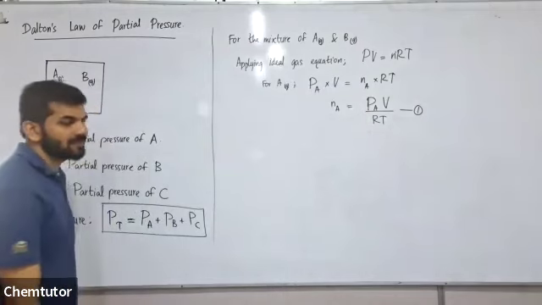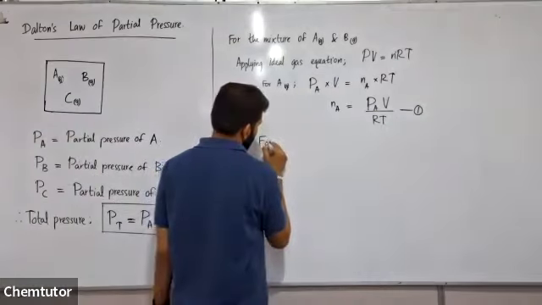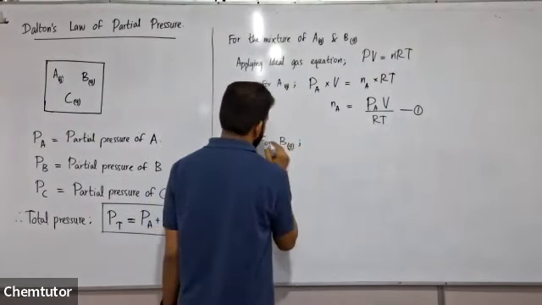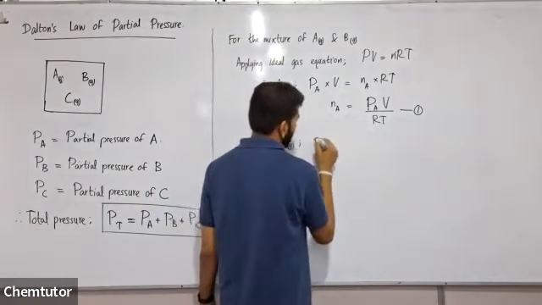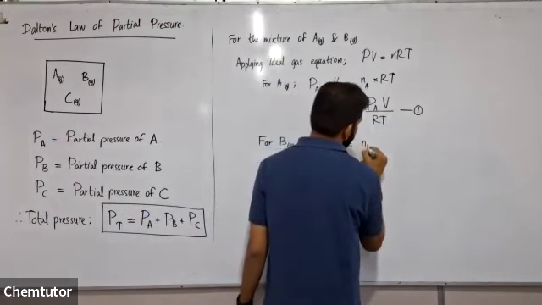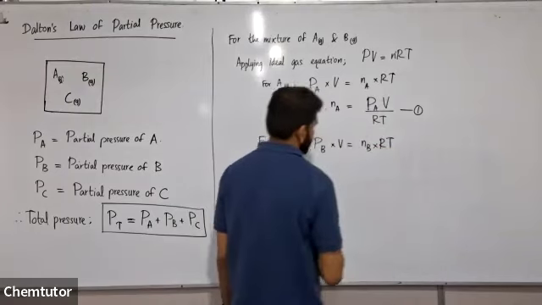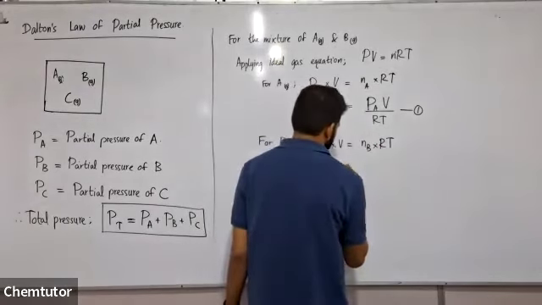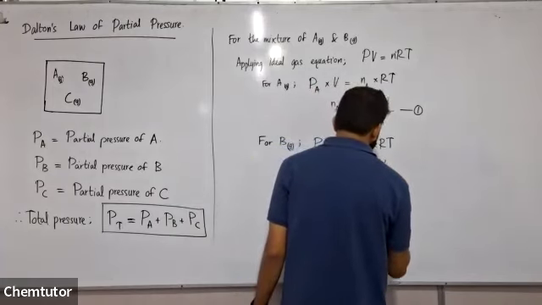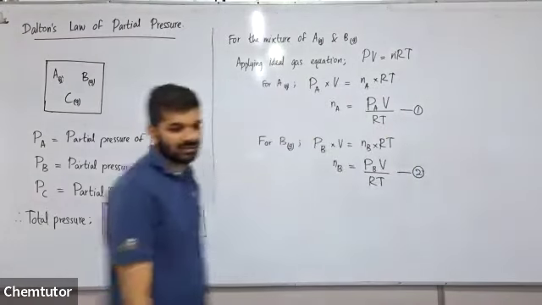Okay. Then similarly for B, we can apply the ideal gas equation. For the gas B, PB times V equals Nb times RT. Then Nb equals PB times V over RT, that is the second equation.